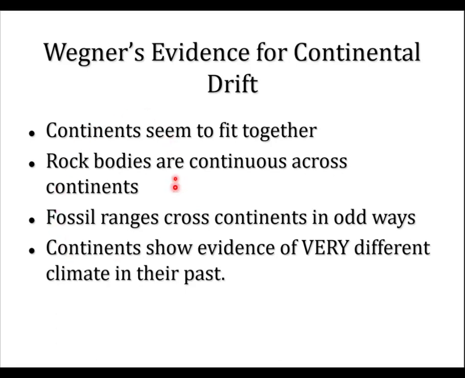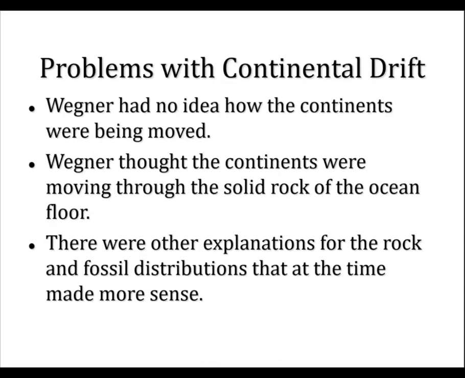So Wegener laid all this out in a book. I believe it's called The Origin of Continents, and it really didn't do well. People just didn't believe him. They just didn't. There were some problems, and people just really weren't ready for it. But there were definitely some problems too, right?